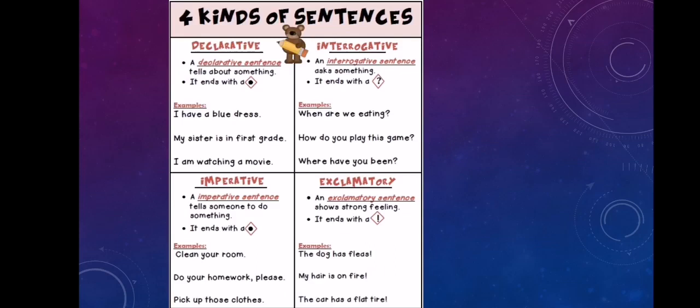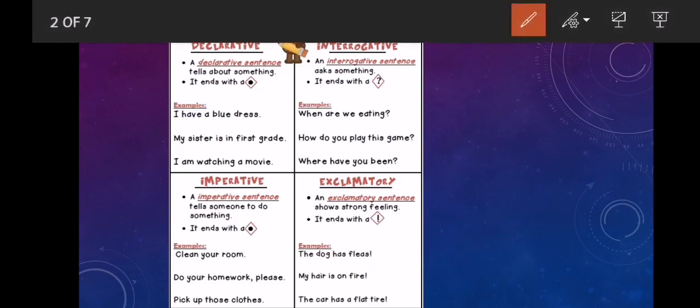Alright, so as you know, there are four kinds of sentences that we need to know. Which is the declarative, interrogative, imperative dengan exclamatory. Kalau declarative, we use to tell about something and always ends with full stop. For example, I have a blue dress. My sister in first grade. So dia more to ayat pernyataan.